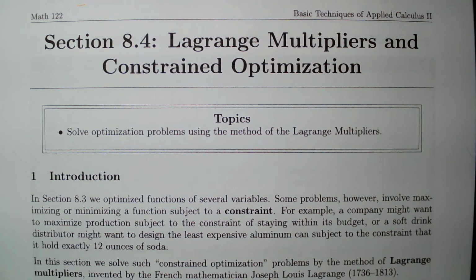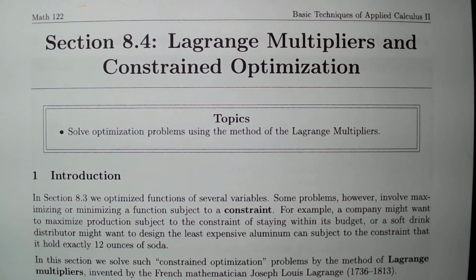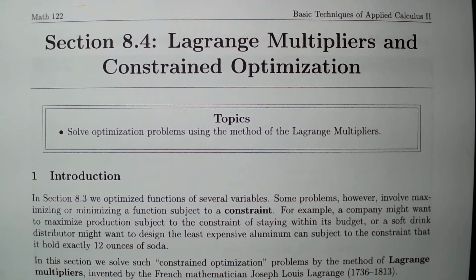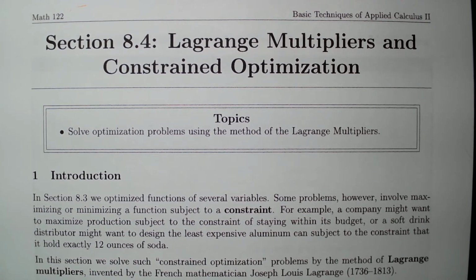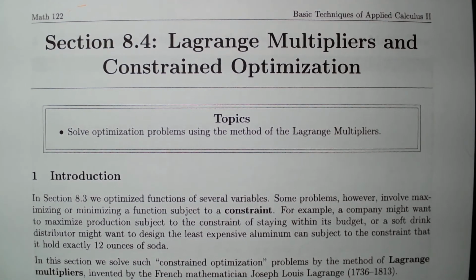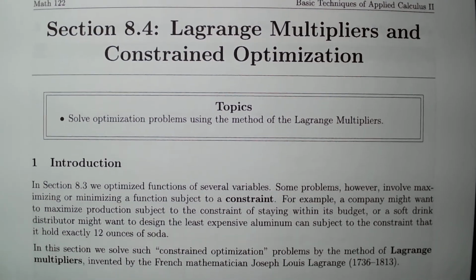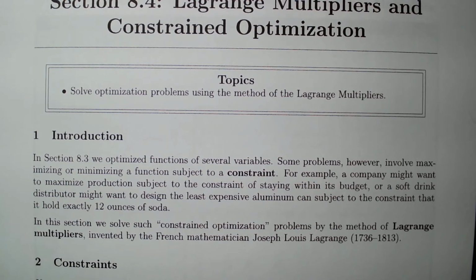Alright, so in this video we go over section 8.4, Lagrange multipliers to optimize functions with constraints. Okay, so what's different between this section and the previous section? Because in a way we are going to do the same thing, which is find maximums and minimums of functions of two or more variables. But in this case, we are going to have a constraint.